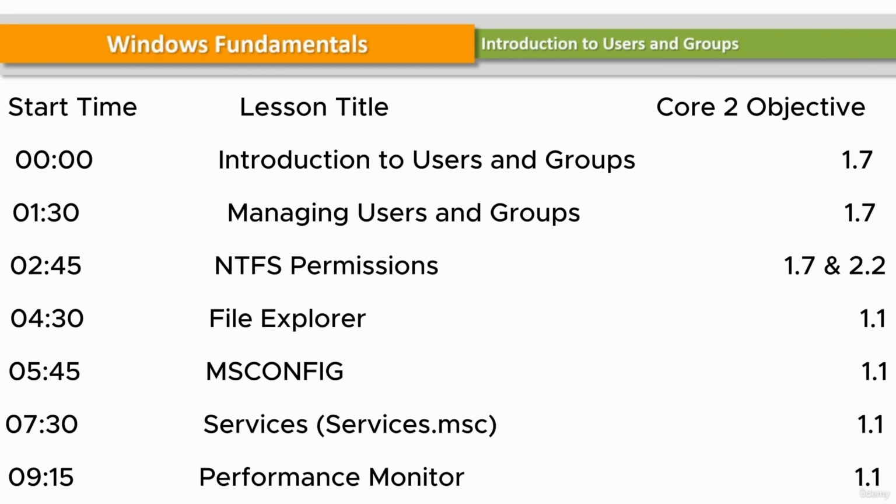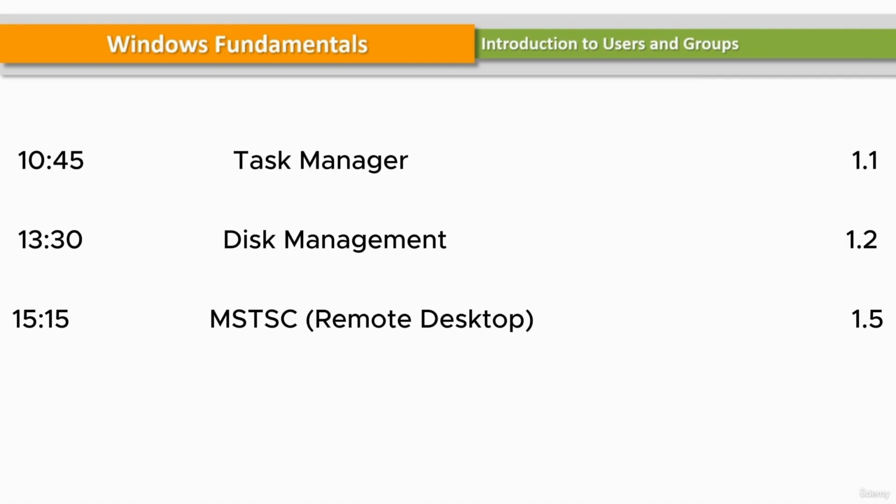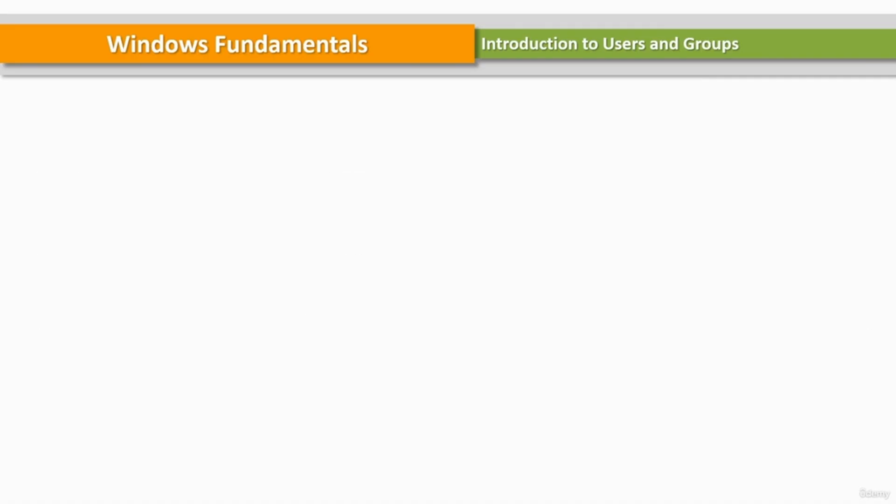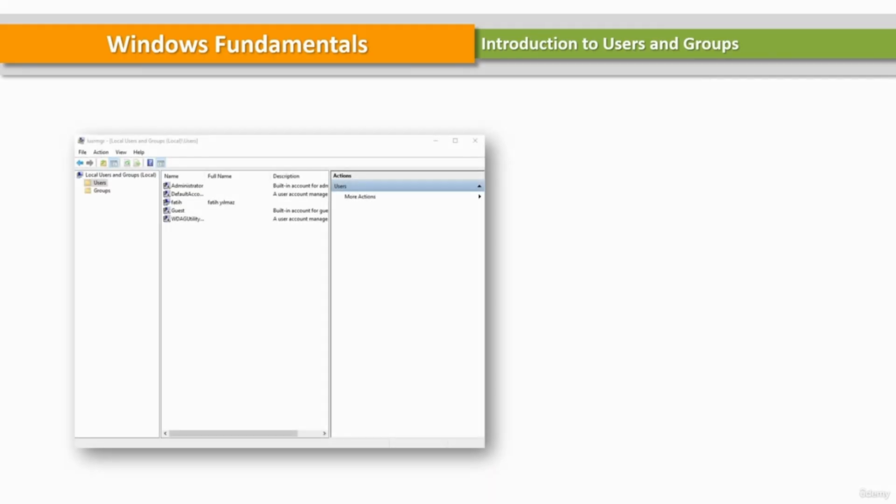Now, in this lesson, we're going to learn about users and groups in Windows. To understand what a user group in Windows is, you must first know what a user account is. The very short definition is this. A user account is a collection of settings used by Windows to understand your preferences.